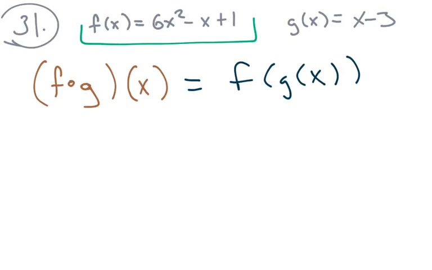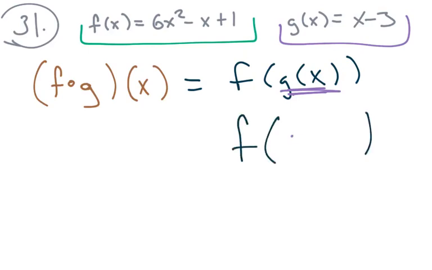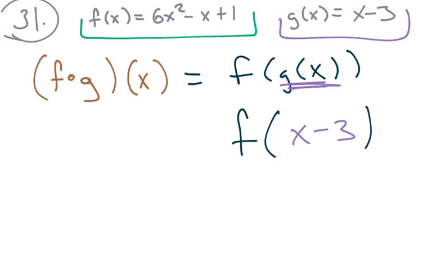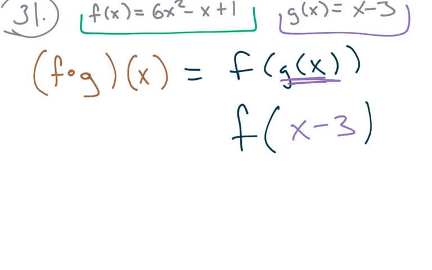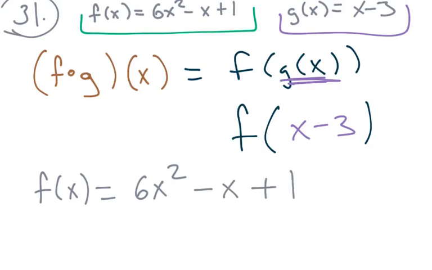f of x is 6x squared minus x plus 1, and g of x is x minus 3. So what I'm going to do is replace g of x with what it's equal to, which is x minus 3. And then we're going to solve for f of x minus 3. What I always like to do is rewrite the original function. So f of x is 6x squared minus x plus 1. And I'm going to replace the x with x minus 3.